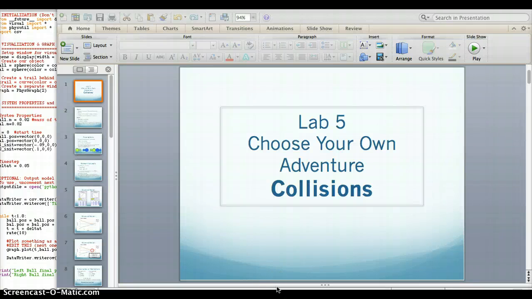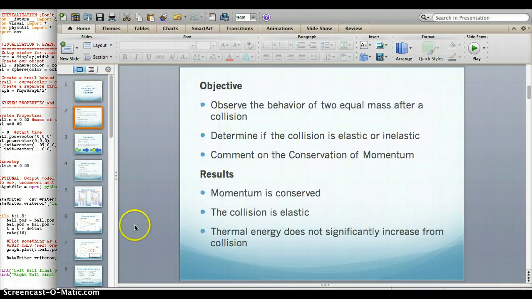Today we will be talking about Lab 5, Choose Your Own Adventure. For my adventure, I chose to model collisions. The objective of my lab was to observe the behavior between two equal masses before and after a collision.